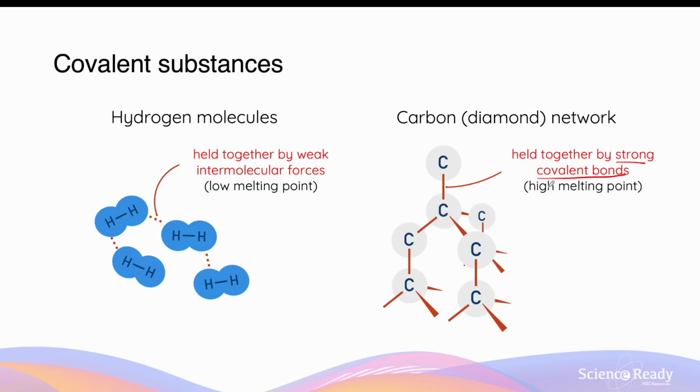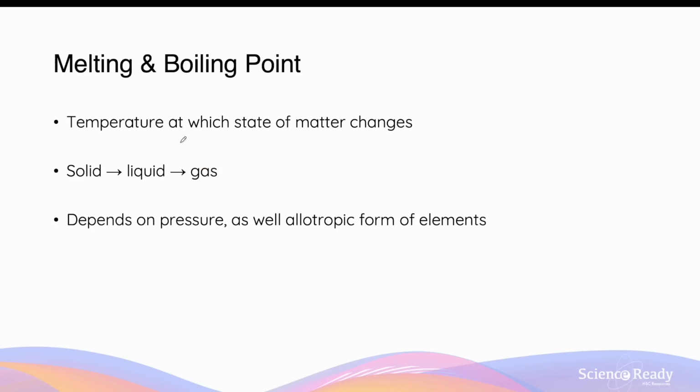Again, this is a major distinction that you need to understand because it explains the different physical properties between the 2 types of covalent substances, as we will explore later on. The first physical property we'll look at is the melting and boiling points of substances. These refer to the temperatures at which the state of matter of a substance changes. The melting point refers to the temperature when the solid transitions to a liquid state, and the boiling point refers to the temperature at which a liquid transitions to a gaseous state.